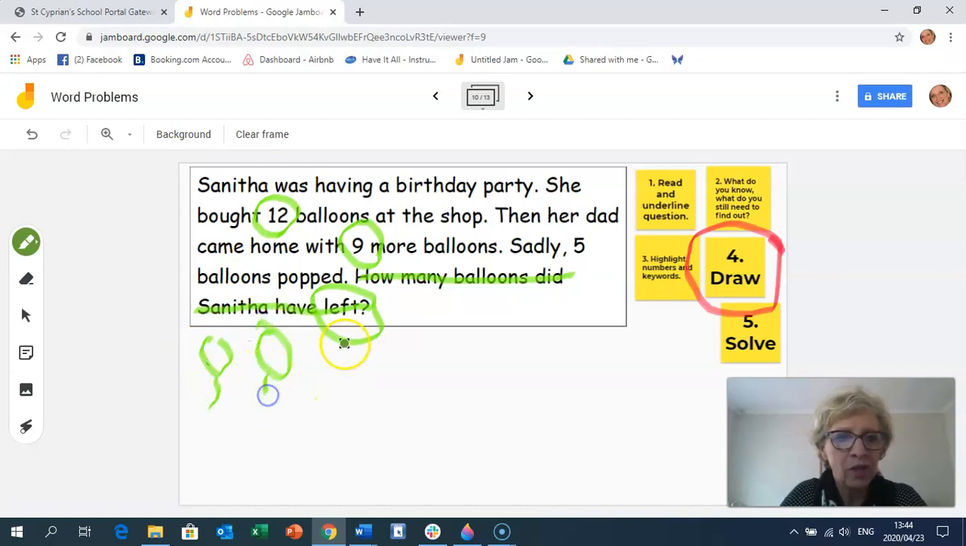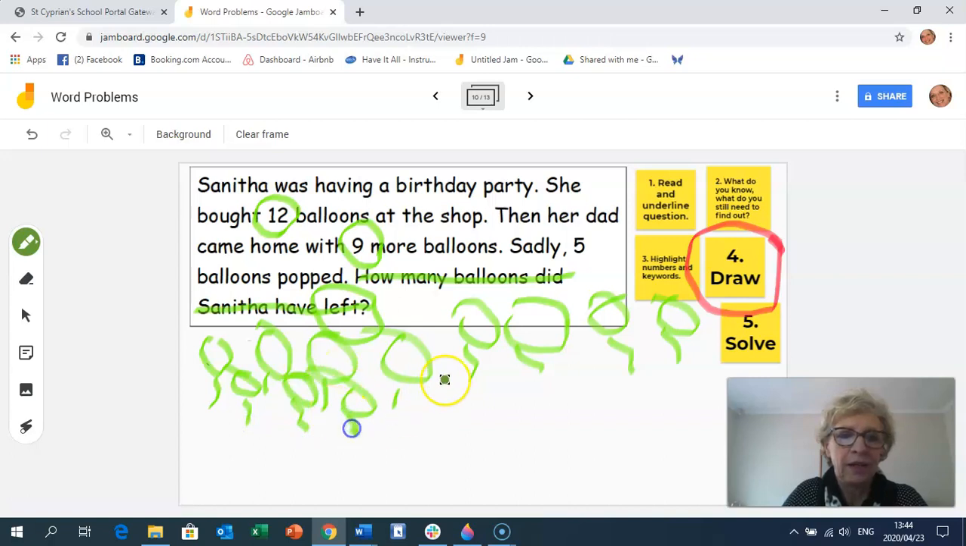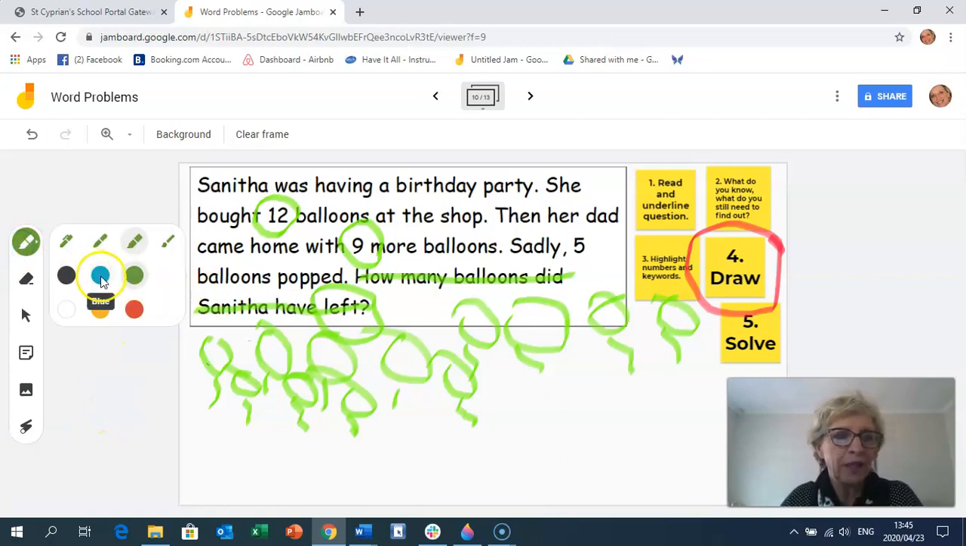1, 2, 3, 4, 5, 6, 7, 8, 9, 10, 11, 12. Okay, now I'm going to do Dad's balloons in a different color.